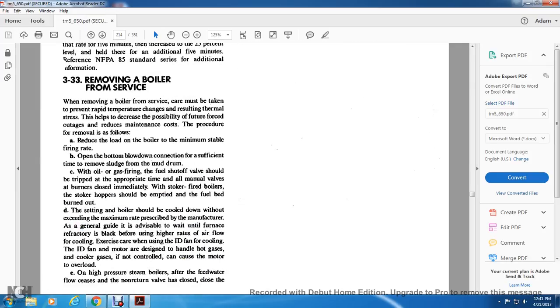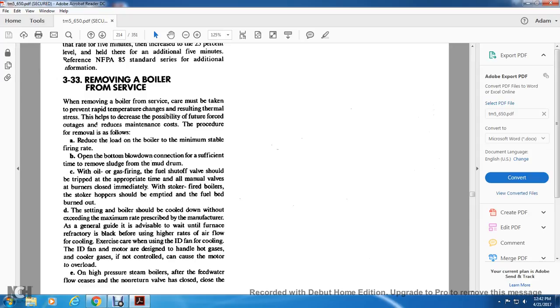333, Removing a boiler from service. When removing a boiler from service, care must be taken to prevent rapid temperature change with resulting thermal stress. This helps decrease the possibility of future forced outage and reduces maintenance cost. The procedure for removal is as follows. Reduce the load of the boiler to minimum stable firing rate, and open the bottom blowdown connection for sufficient time to remove the sludge in the bottom drum.